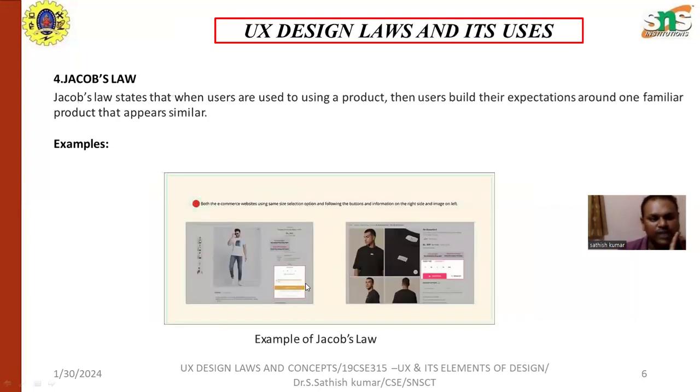Next one is Jacob's law. Jacob's law states that when users are used to using a product, they build their expectations around familiar products that appear similar. Here, both e-commerce websites use the same size selection options, with the buttons and information on the right side and the image on the left. See this one, image on the left: that is Jacob's law.